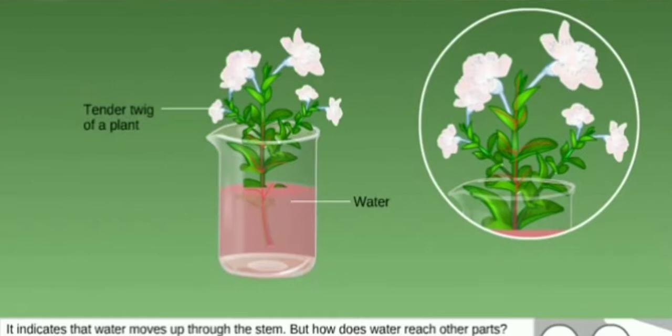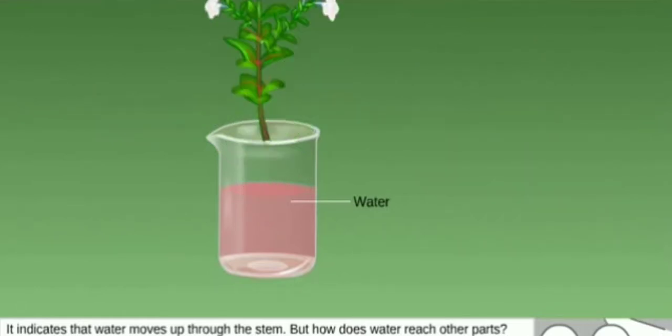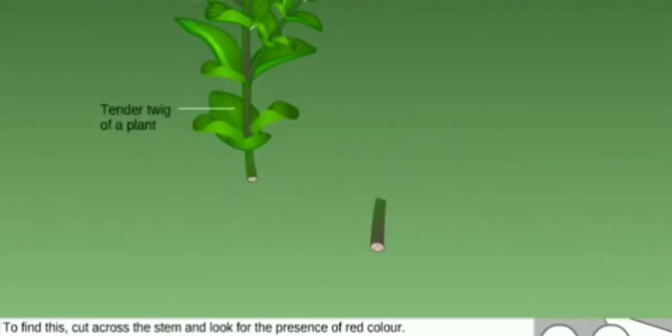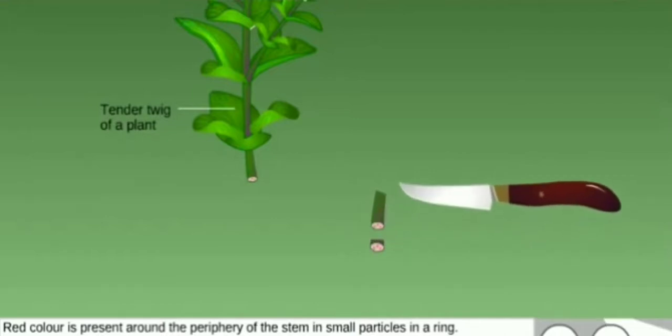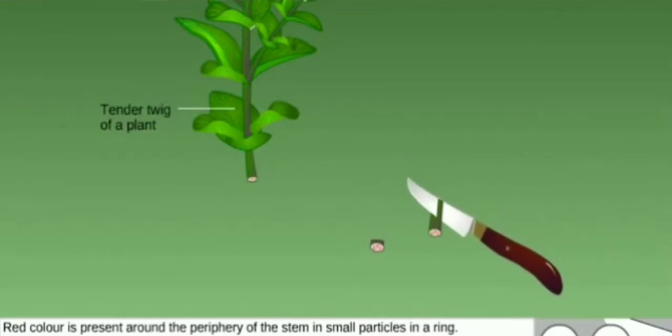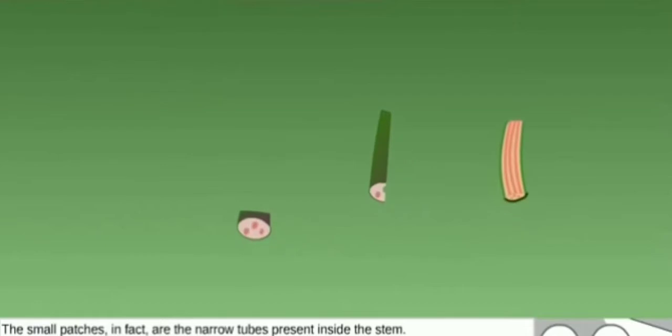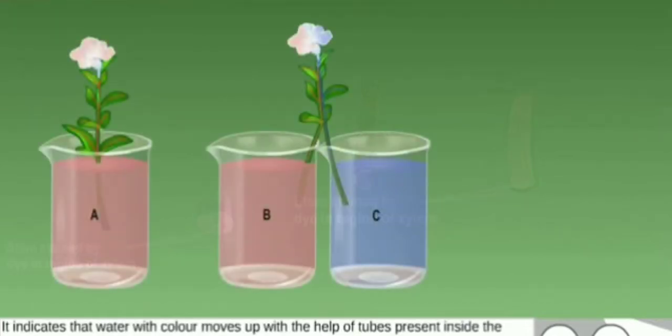But how does water reach other parts? To find this, cut across the stem and look for the presence of red color. Red color is present around the periphery of the stem in small particles in a ring. The small patches, in fact, are the narrow tubes present inside the stem. It indicates that water with color moves up with the help of tubes present inside the stem. Along with water, minerals dissolved in water also move up in the stem. From the stem, the water and minerals go to leaves and other plant parts.